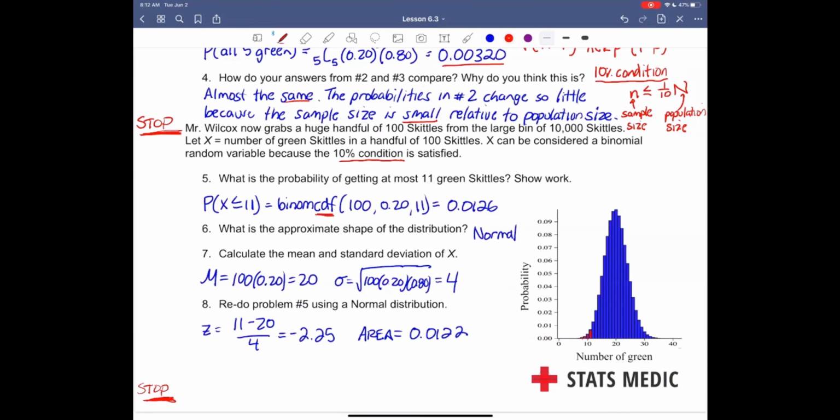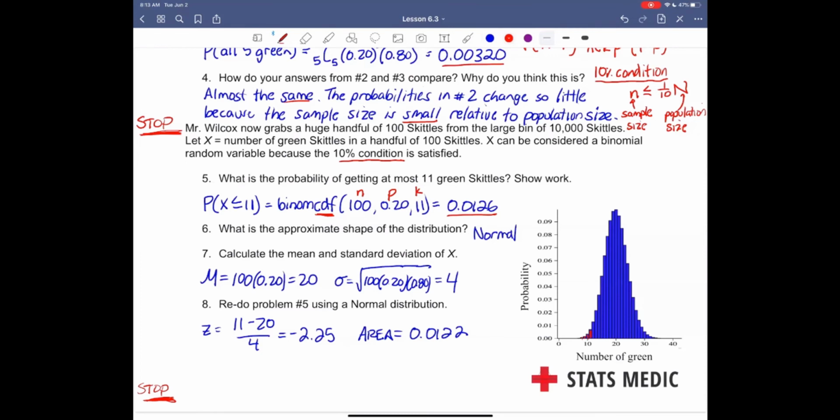Now, very important here is that you must label the inputs, the calculator inputs. The 100 is the sample size n. The probability of success p is 0.20, and then k is 11. And we get an answer of 0.0126. So there's only about a 1.3% chance that we would get 11 or less green Skittles out of this sample of 100.